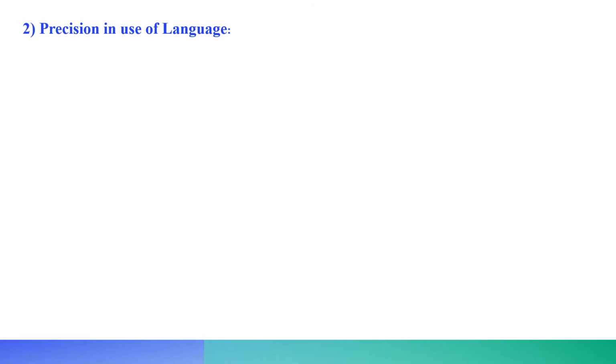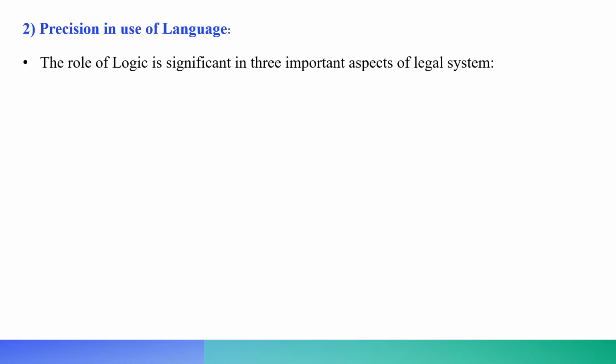Second is precision in use of language. That means the language which is used in law should be very precise, to the point and clear, for which knowledge of logic is necessary. The role of logic is significant in three important aspects of legal system. First is making the law, second is executing the law, and third is interpreting the law.